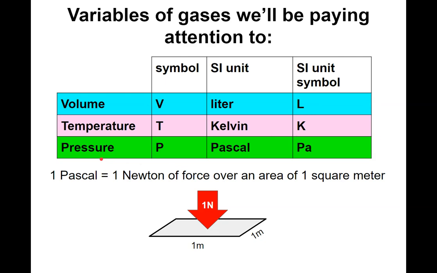For pressure, now pressure we have not talked about before. The symbol for it is P. The SI unit is pascals, and the SI unit symbol is capital P, lowercase a. And a pascal is defined as 1 Newton of force over an area of 1 square meter. Now, pressure also has a bunch of other units, but that almost doesn't matter, as you'll find out.